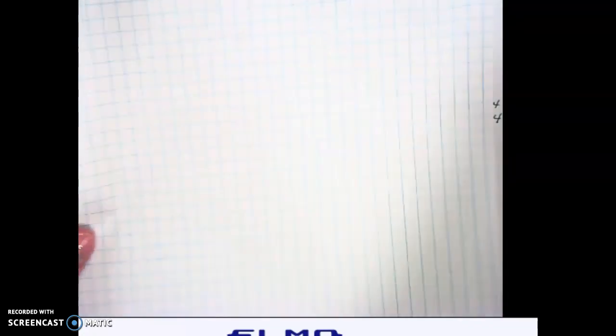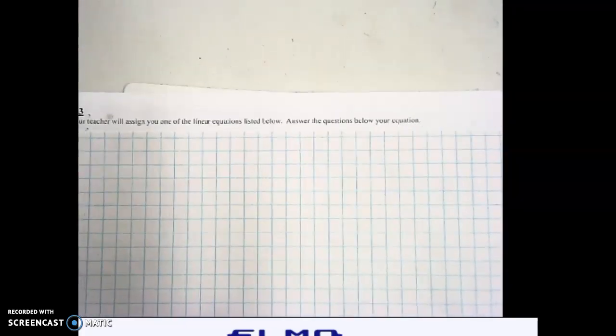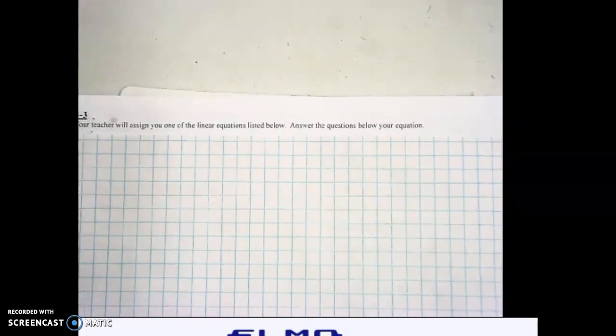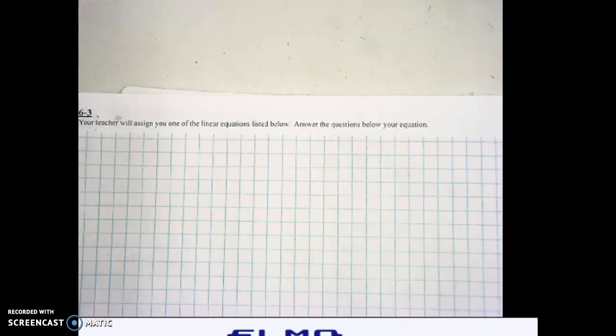Okay. At the top of page 2, it says your teacher will assign you one of the linear equations listed below. Guess what? We're going to do all of them. Answer the questions below each equation.